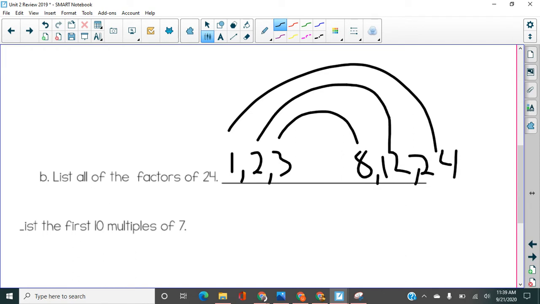What about 4? Yep, 4 works also. 4 times what equals 24? 4 times 6. Does 5 work? No. Oops, I almost wrote a 5 there because we were writing all the numbers. 4 times 6 works. 5 doesn't work. 6 works, but it's already on the list. So here are our factors: 1, 2, 3, 4, 6, 8, 12, and 24. On tomorrow's test, you will be given a number, and you will have to find factors of that number.